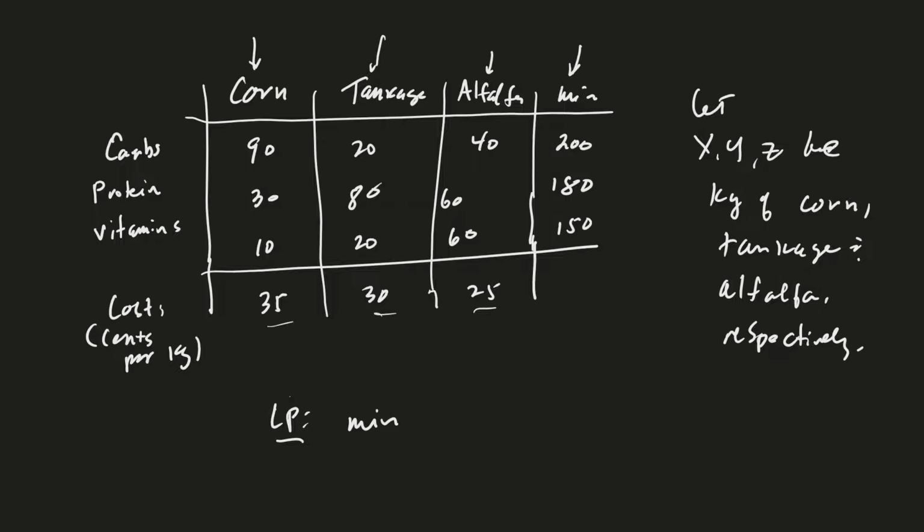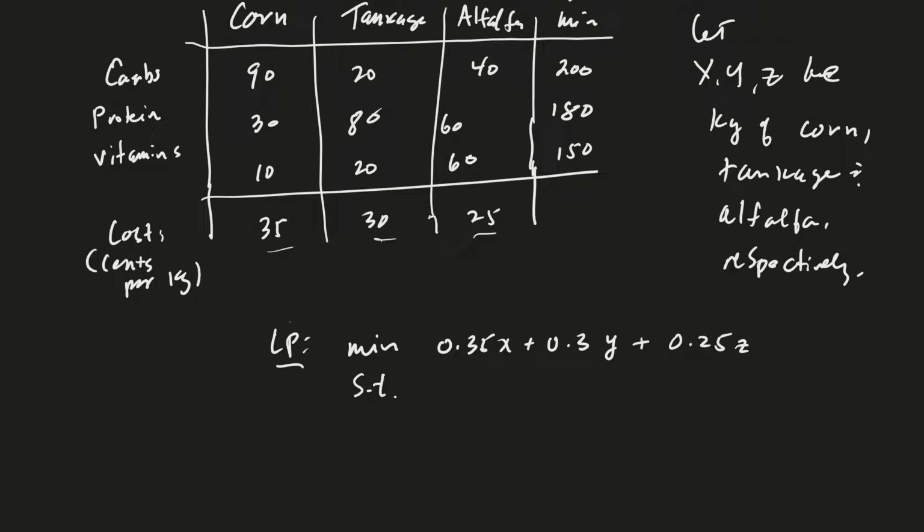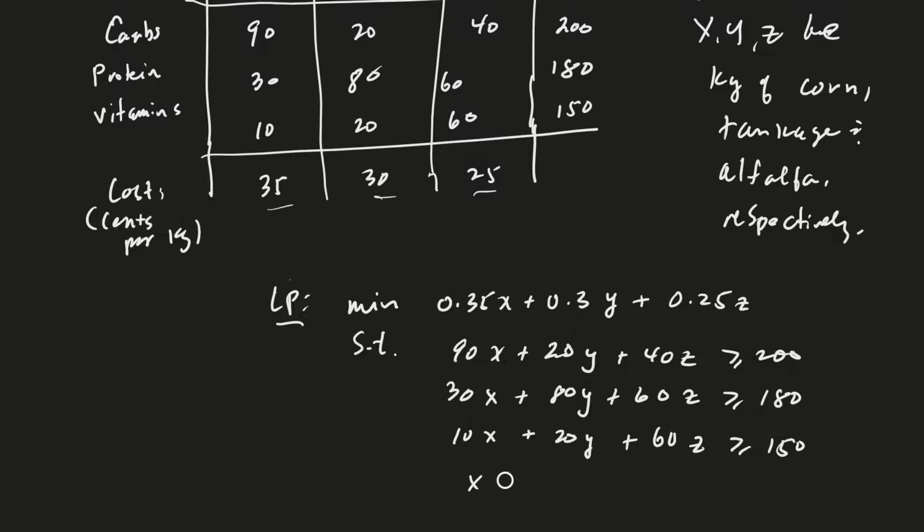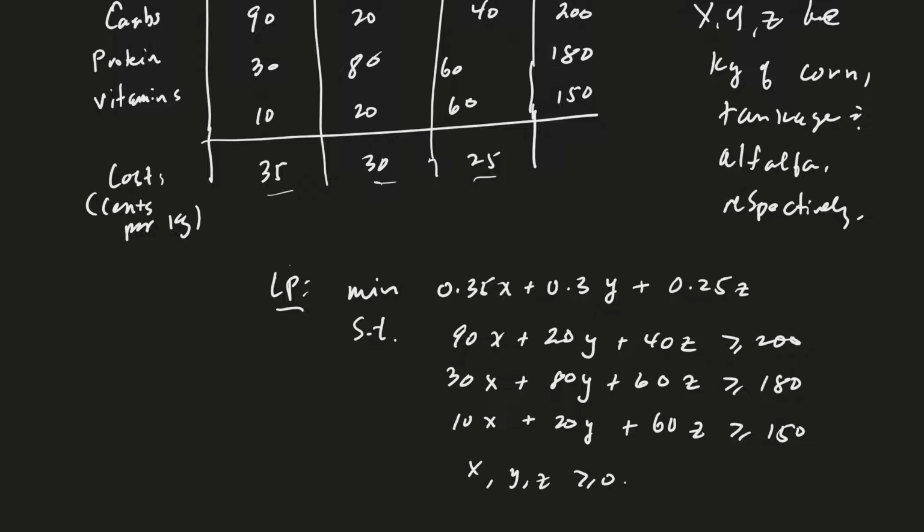we'll try to minimize our cost, which will be 0.35x plus 0.3y plus 0.25z, such that, and now basically we're just writing down this table. So we have 90x plus 20y plus 40z should be greater than or equal to 200. Then we have 30x plus 80y plus 60z greater than or equal to 180. 10x plus 20y plus 60z greater than or equal to 150. Then we also have x, y, and z greater than or equal to 0. Good. Alright, so that is our linear program.